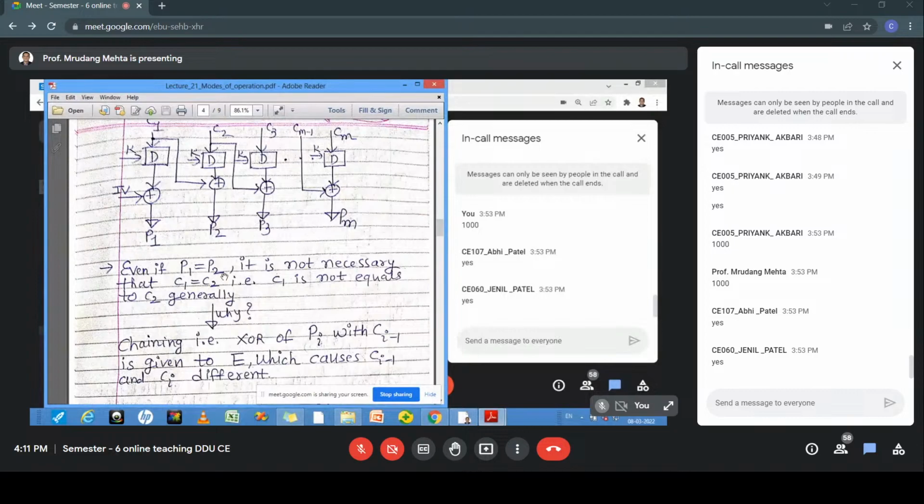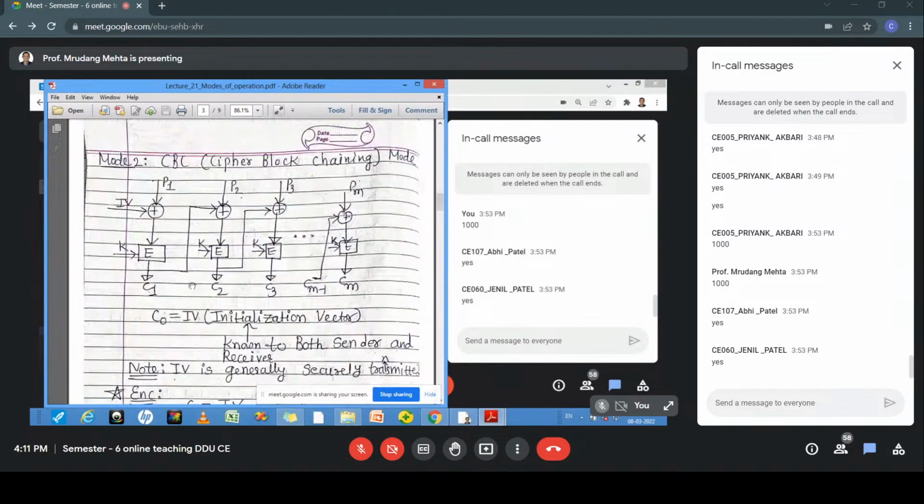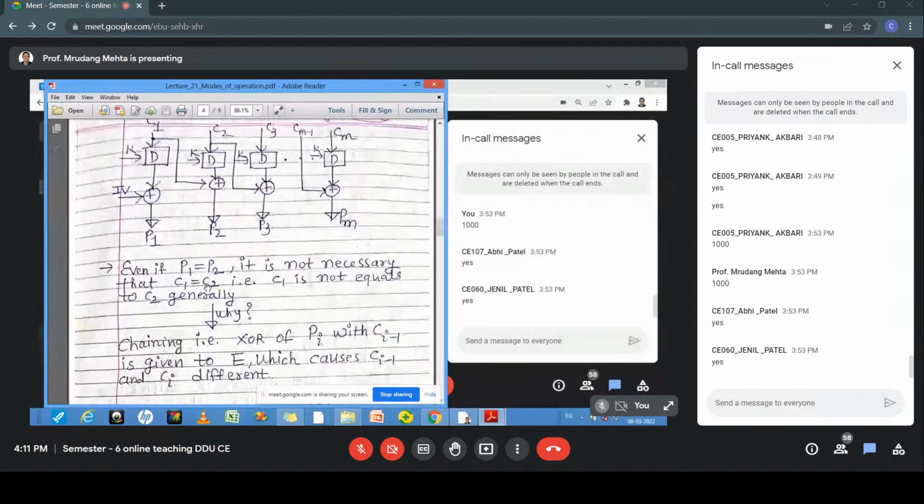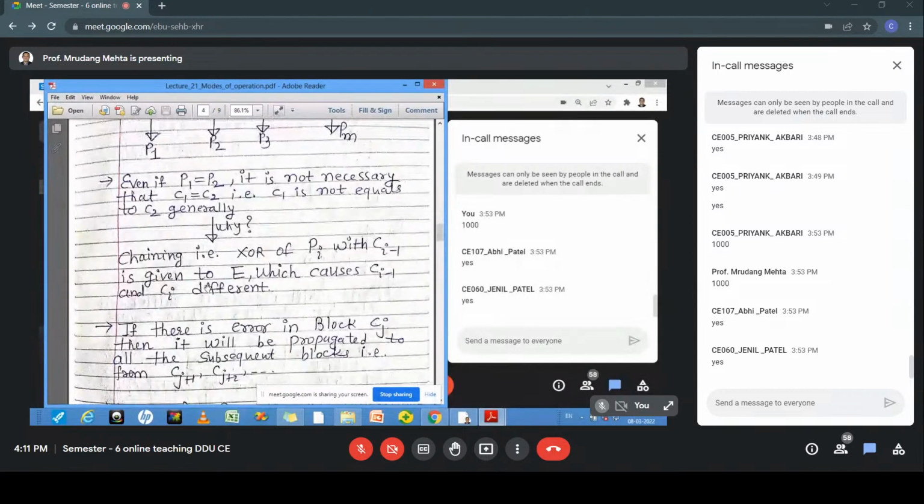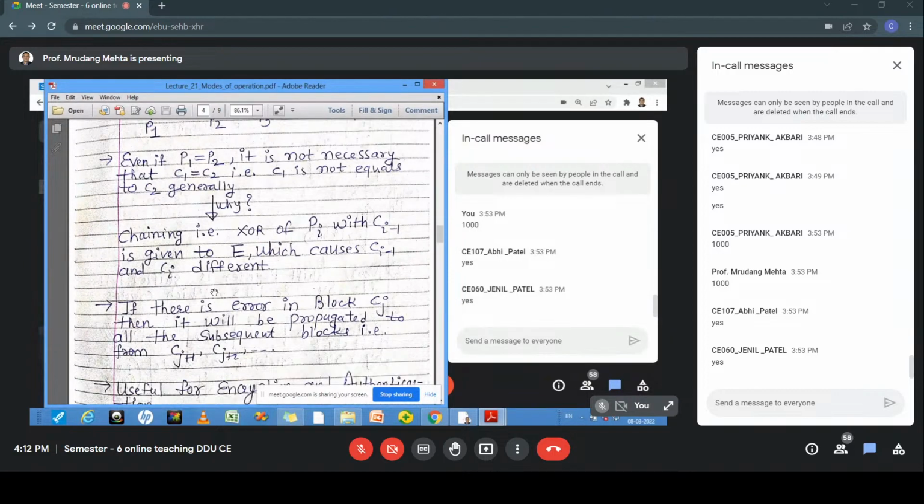Even if P1 equals P2, it is not necessary that C1 is equal to C2, right? Why? Because in chaining we are doing XOR. So here we are doing XOR, so it will definitely change it, right? XOR of Pi with Ci minus 1 causes Ci minus 1 and Ci to be different.